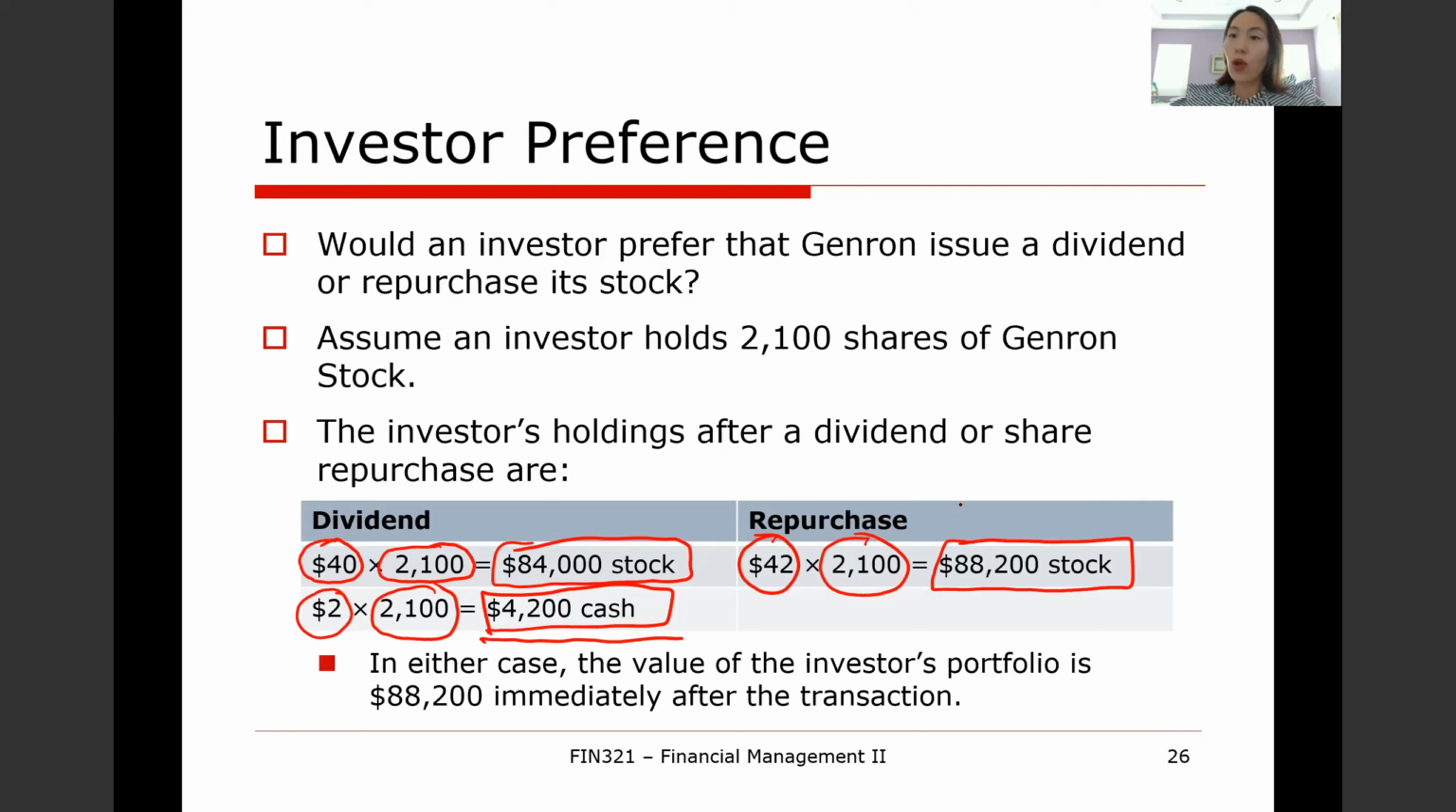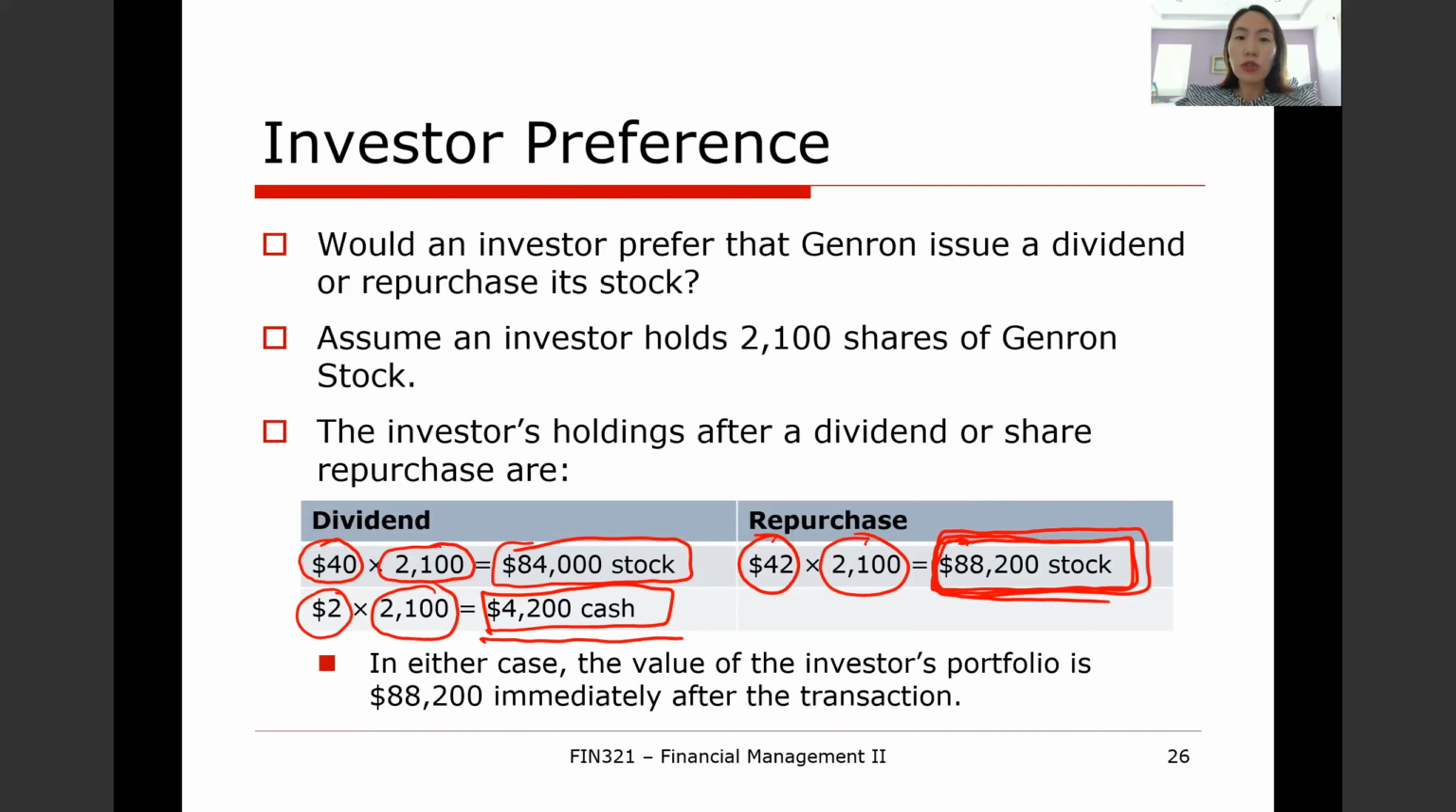Now some of you may argue that although the values of the portfolios in the two scenarios are the same, investors may have a preference in terms of how they hold the portfolio. In other words, some investors may prefer having cash and some may prefer having everything in stock. So let's keep considering investor preference. Let's assume that the company does a repurchase. Then you are going to end up with this portfolio, $88,200, everything in stock.